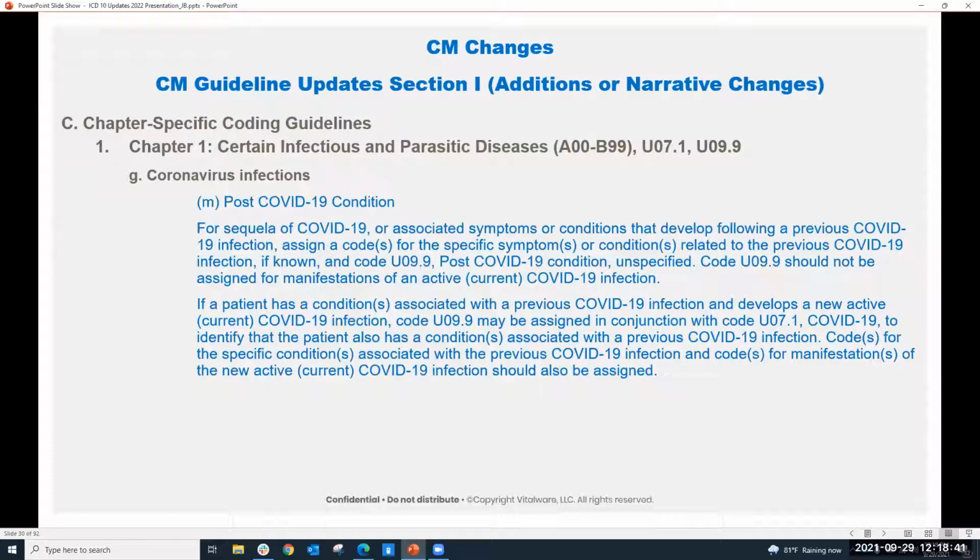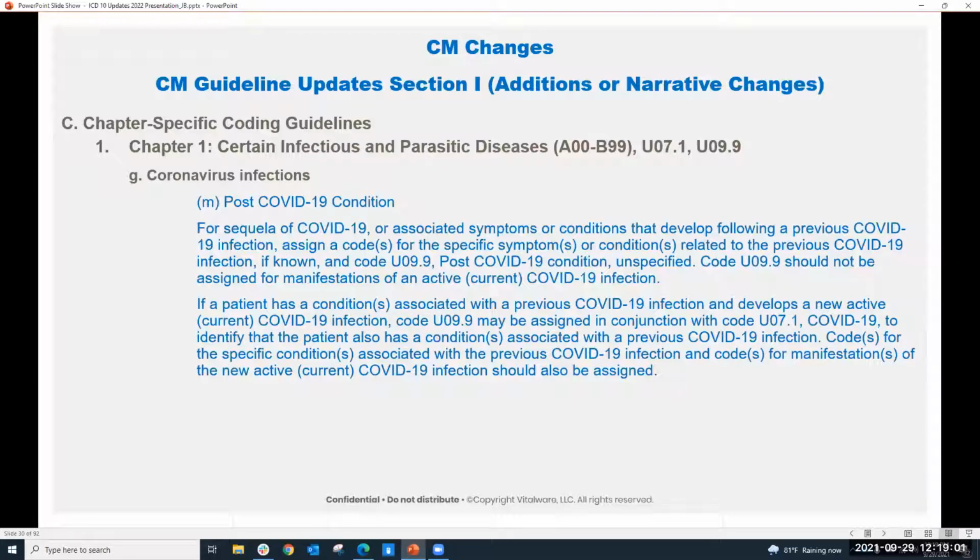All right, next slide, sticking with the COVID here. The first paragraph is about the post-COVID-19 condition, which is that new code that was added. And they're just saying that for post-COVID conditions use U09.9. Post-COVID condition should not be used for an active COVID case.